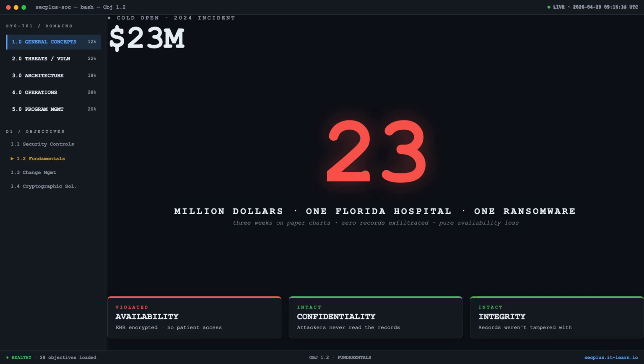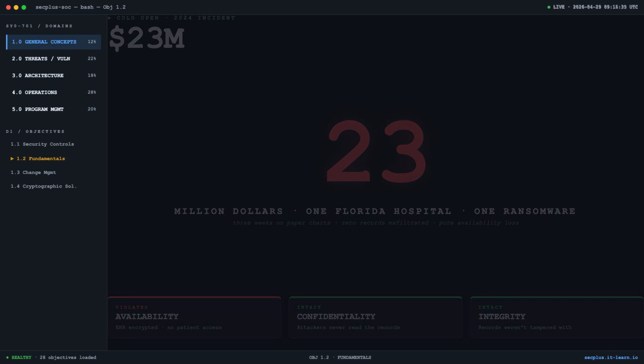Today, Objective 1.2 Fundamental Security Concepts. The CIA Triad, AAA, Zero Trust, mantraps, honeypots, and the model that explains why every news headline this year was a breach of one of 3 properties. The CIA Triad is the model: confidentiality, integrity, availability. 3 properties. Every control in cybersecurity exists to protect at least one of them.